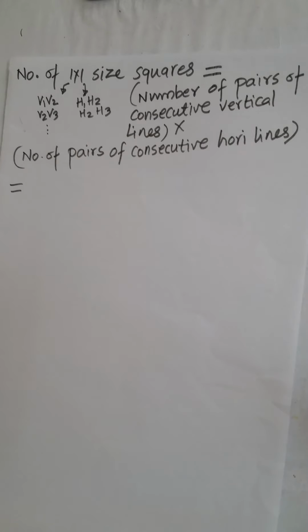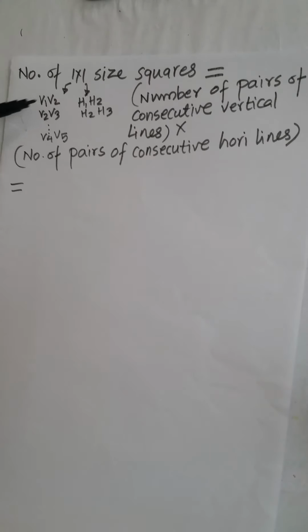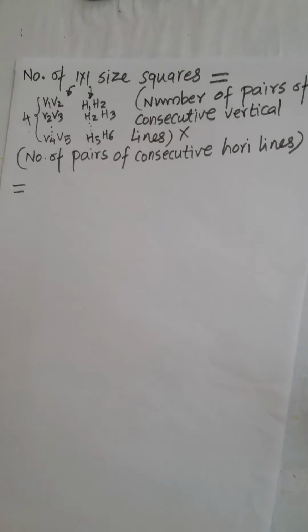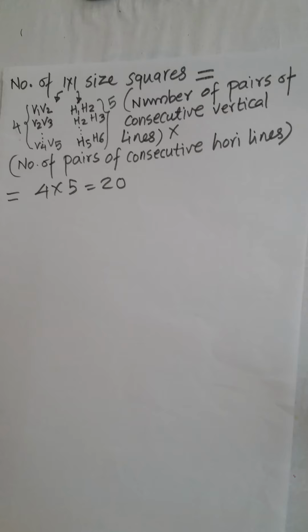How many pairs of consecutive vertical lines are there? Here we see v1 v2, v2 v3 till v4 v5. Yes, 4. And similarly, how many horizontal pairs are there? h1 h2, h2 h3 till h5 h6. Yes, 5. So the answer is 4 into 5, which is 20, the number of 1 by 1 size squares.